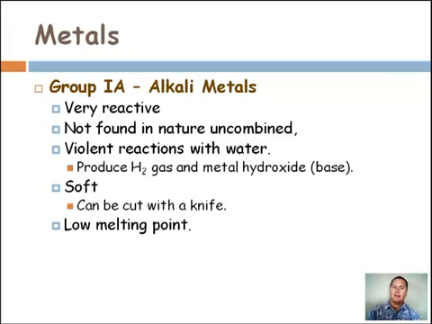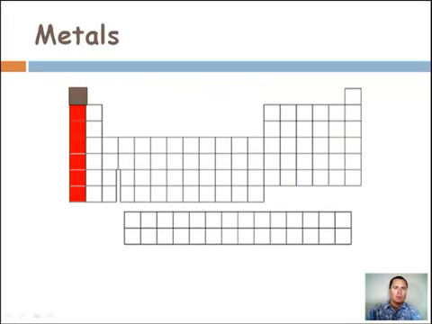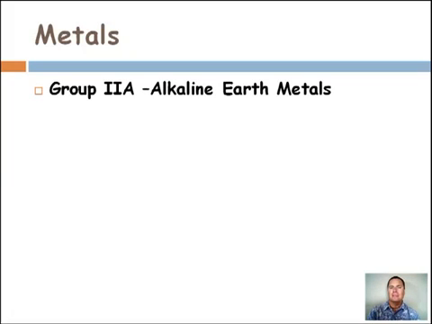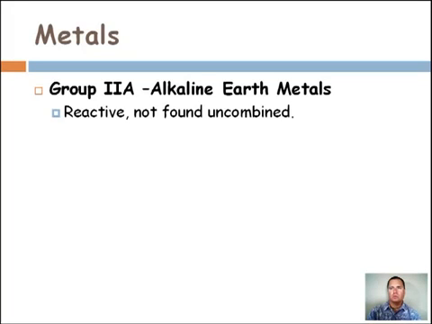And they generally have a low melting point, which means they melt at a low temperature. Okay, and they're good conductors, as we kind of already talked about. And the first column right here is our alkali metals. Next to them, the next column is what we call the alkaline earth metals. Don't get that confused with alkali. Very similar characteristics to alkali.